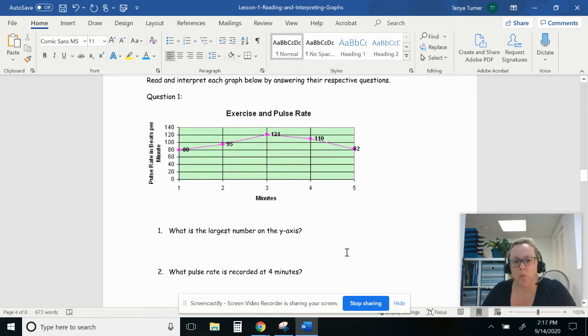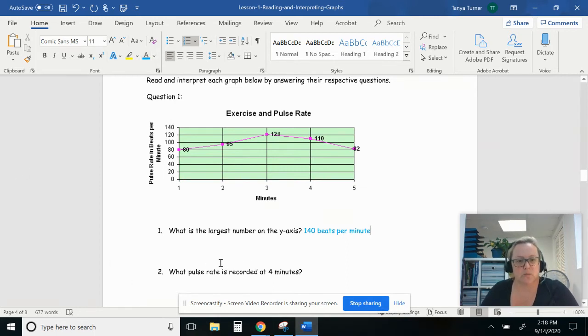So, number 1, what is the largest number on the y-axis? All right, so if we look at our line, we can see the largest number here is 121. But that's not what our question's asking. It's asking what is the largest number on the y-axis. And if you'll remember, the y-axis is this vertical axis over here. So if we look at the top, the highest number is 140. But again, we don't want to leave our numbers without units. So we're going to go 140 beats per minute.